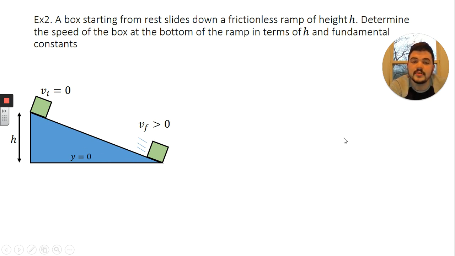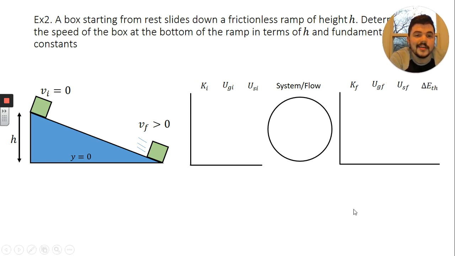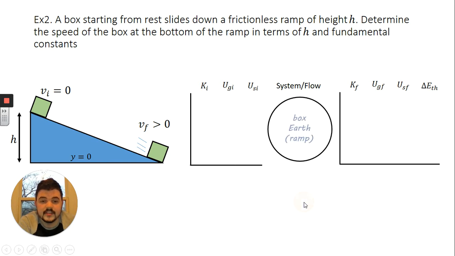So the only option we have to analyze this is energy conservation, which means let's bring out an LOL diagram. The first step in an LOL diagram is to identify your system. In this case, the system consists of the box and the earth, and we can choose to include the ramp, but the lack of friction means we don't need to. And now let's go one by one and look at where energy could be stored.